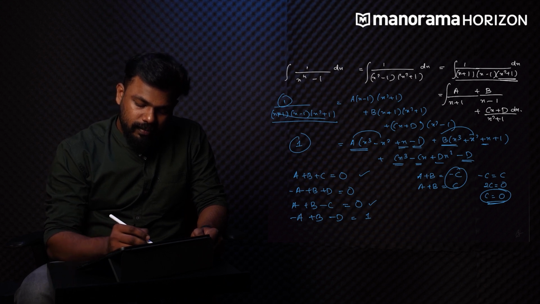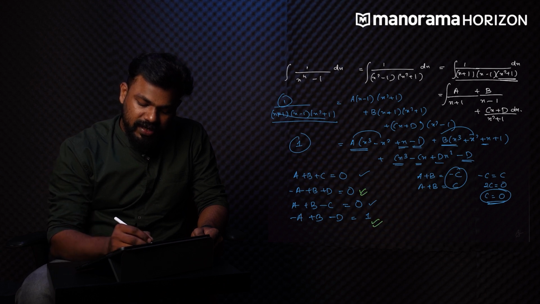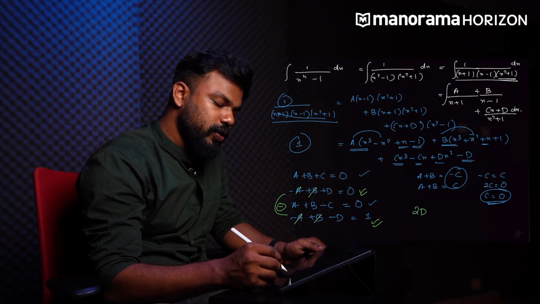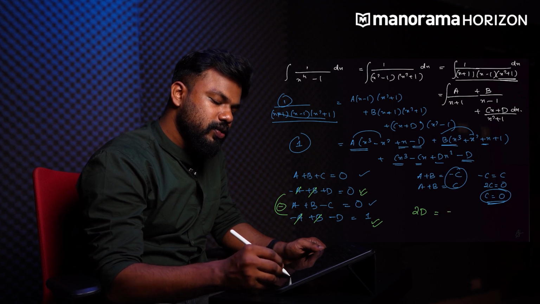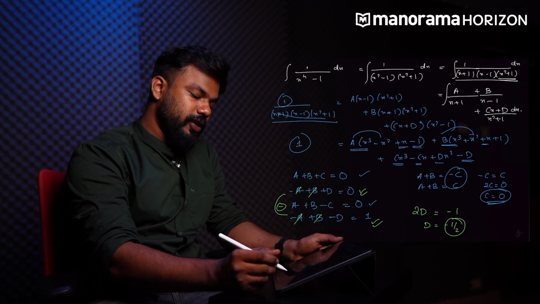Now you have the second one and the fourth one. So when I'm just subtracting these two equations, this minus a plus b and minus a plus b gets cancelled. D and minus d, when it gets subtracted, you get 2d. 0 minus 1 is minus 1. So you get d is equal to how much? Minus 1 by 2. So d is equal to minus 1 by 2.